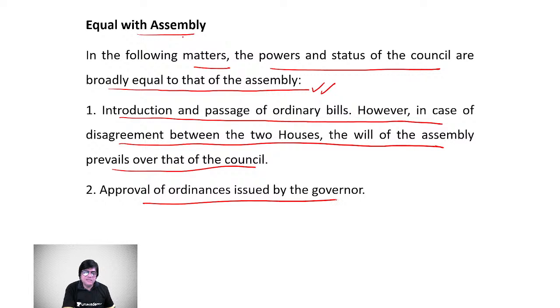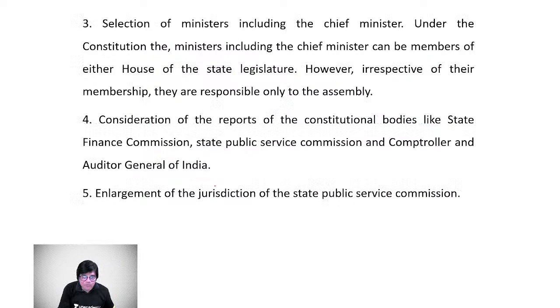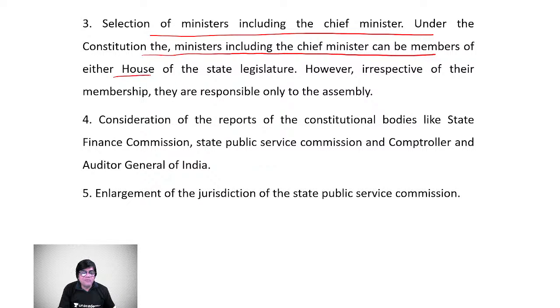And approval of ordinances issued by the governor. So when ordinances are issued by the governor, they are to be approved, and in this approval they are on equal footing. Selection of ministers, including the chief minister, under the Constitution. The ministers, including the chief minister, can be a member of either house of the state legislature, either of the Assembly or the council. However, irrespective of their membership, they are responsible only to the Assembly.